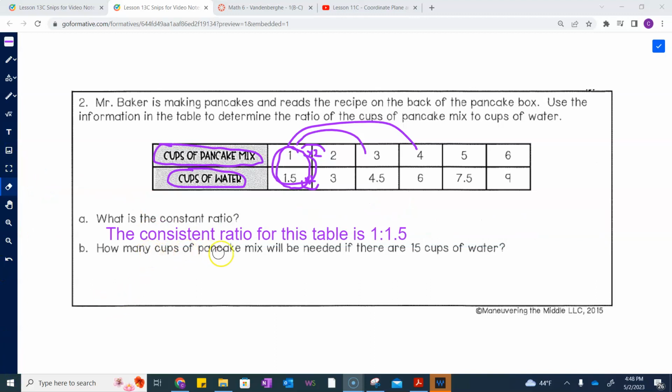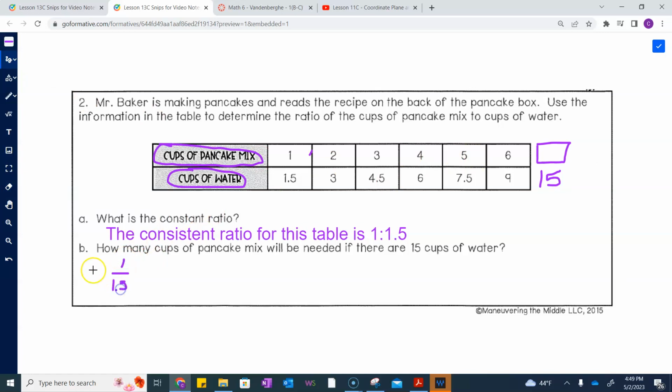All right, so now it's asking how many cups of pancake mix will be needed if there are 15 cups of water. So just looking at the chart, they're saying, hey, if we have 15 cups of water, how many cups of pancake mix, of the powder, should we add? So when you're looking at that, there's lots of ways you can try to figure that out. One way would be to simply set up your ratios. Pick any of these ratios in the table. I'll start with 1 to 1.5.